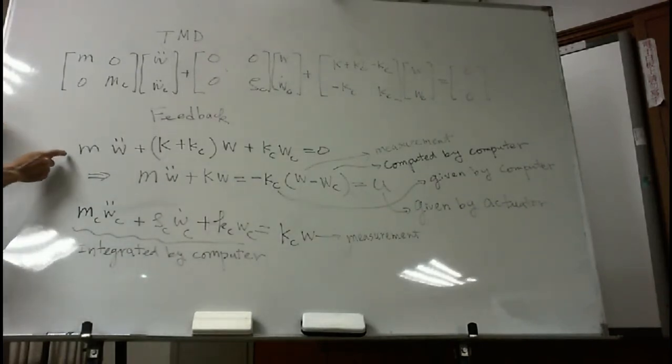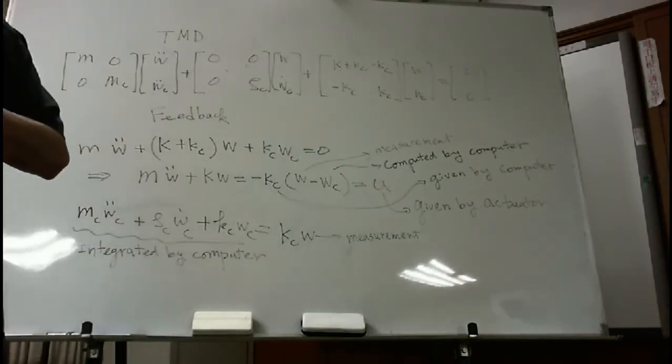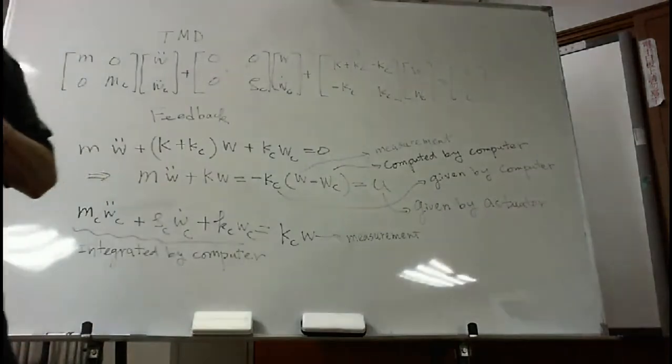If your system has more than 1 degree of freedom, maybe your system is like 101, maybe 100 degrees of freedom, then this feedback dynamics has to be more than just 1 degree of freedom. All right. Any question about this? Any problem?